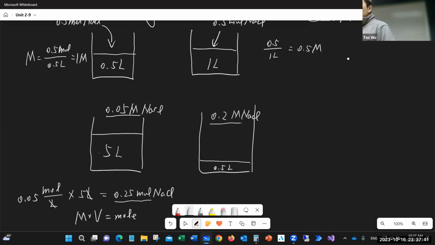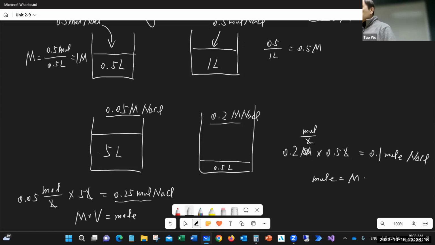On the right side, you have a molarity of 0.2 molar. Obviously it is stronger than the left side, but they have a really small amount of the solution. They only have 0.5 liter. So again, this is mole per liter, so you see liter and liter cancel. Now you only have 0.1 mole of sodium chloride. Again, mole is equal to molarity times volume.